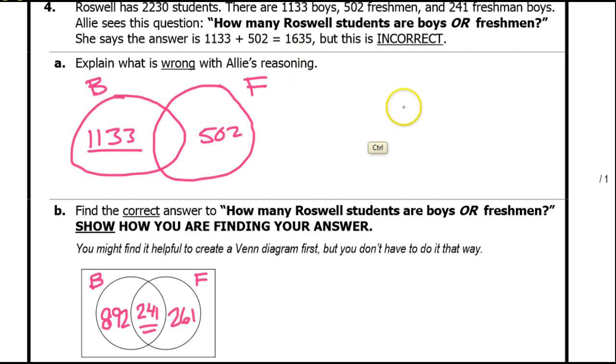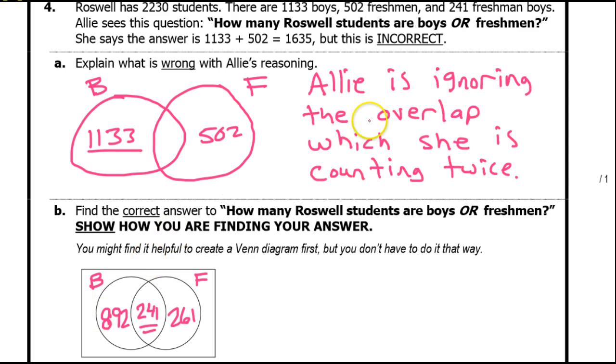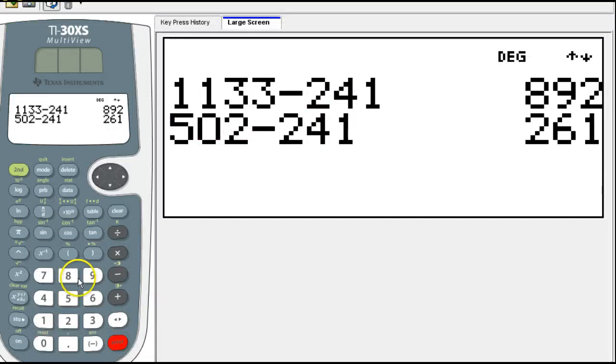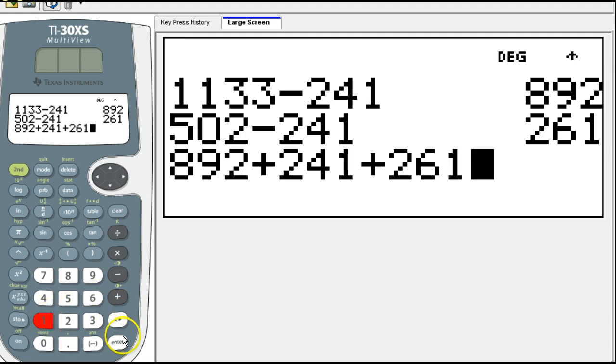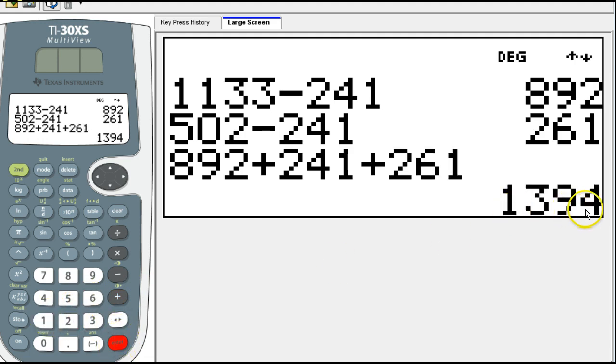Okay, so I'm just going to write that up in a sentence over here. Okay, so Allie is ignoring the overlap, which she is counting twice. That's what she's doing wrong. So we will just go ahead and add 892 plus 241 plus 261. So that should be the correct answer.